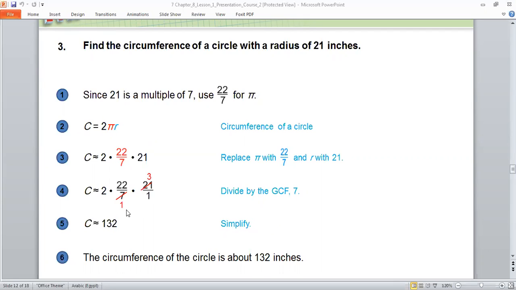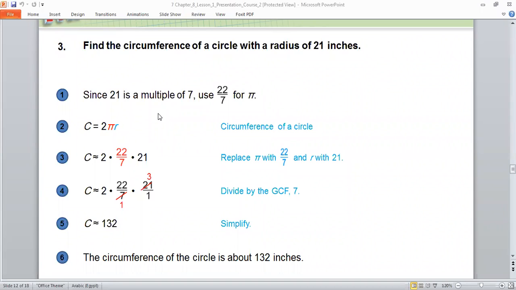Okay? After that, Ahmed, what will we do? Look, we will cancel. 7 divided by 7 equals what? 1. 21 divided by 7, Omar, equals 3. Now we have what, Omar? 2 times 22 times 3. We will multiply 2 times 22 times 3. So the result for the circumference is equal to 132.